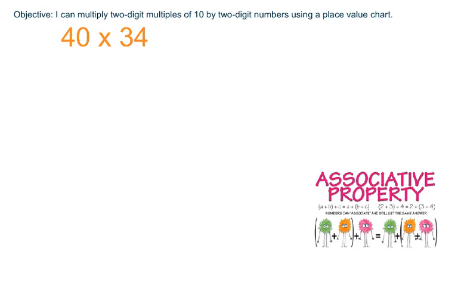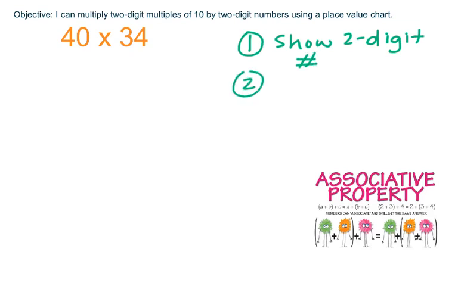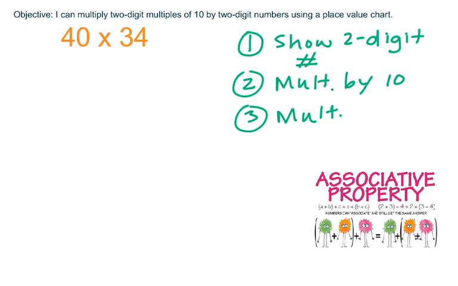So thinking along those same lines here, we're thinking: show your number, a two-digit number, multiply by 10, and then multiply by the other number. So in this case, we're going to start to shift away from that place value chart.